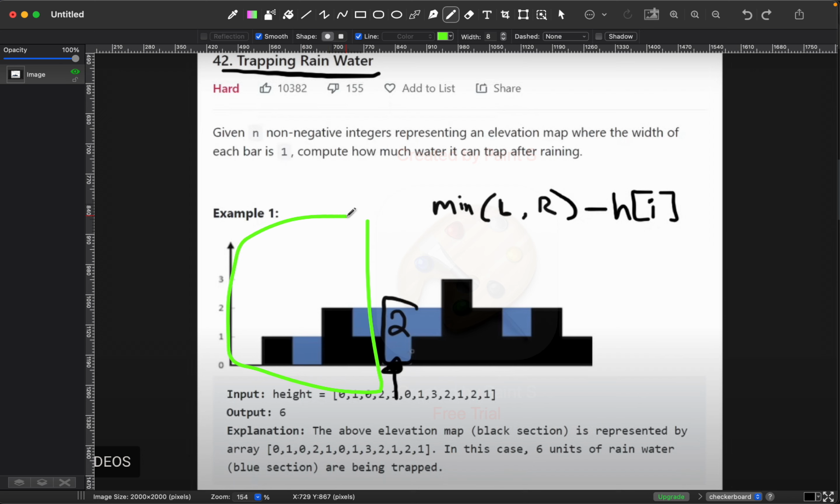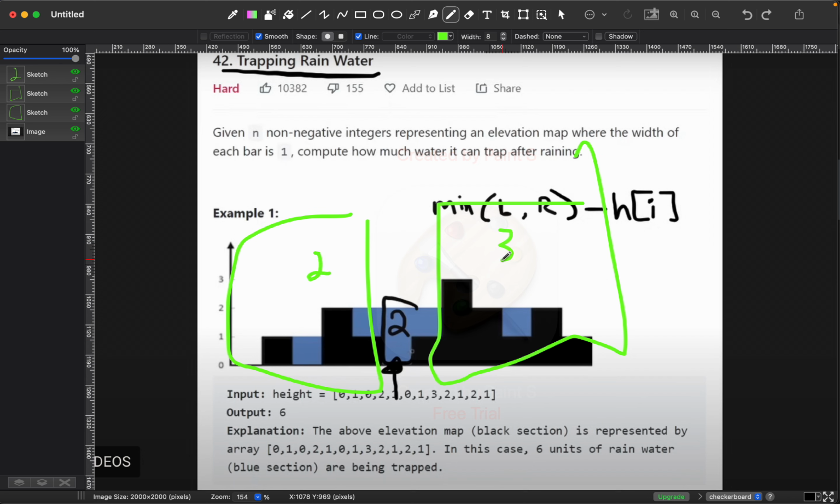The entirety of this whole area and the entirety of this whole area. The max over here will be 2, and here will be 3. So 2 is the smaller one. 2 minus 0 equals 2. You still get the answer.